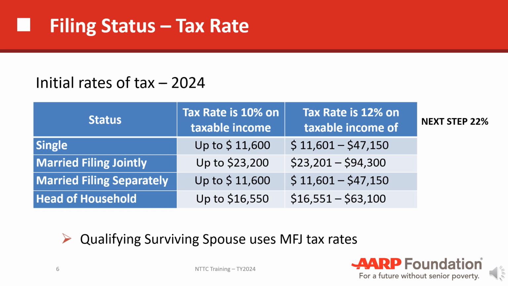$16,550. The first $16,550 is taxed at 10%. Then from $16,551 to $63,100, they're in the 12% bracket at that point, and then they move to the 22% bracket. So you can see that overall, on average, they do not pay either the 10%, the 12%, or the 22%. On average, they're going to pay something fairly low, actually.